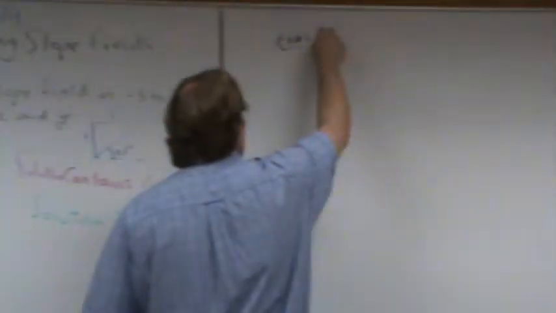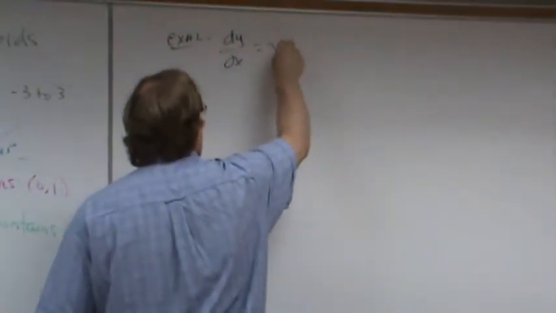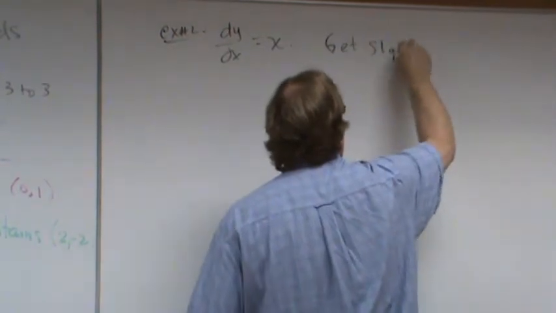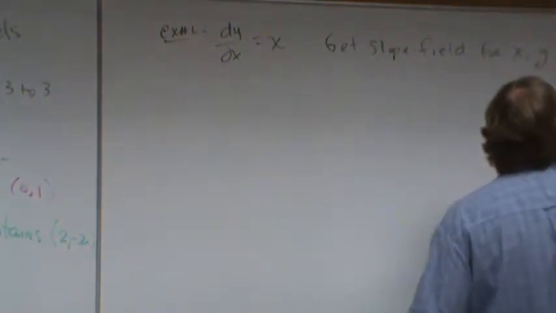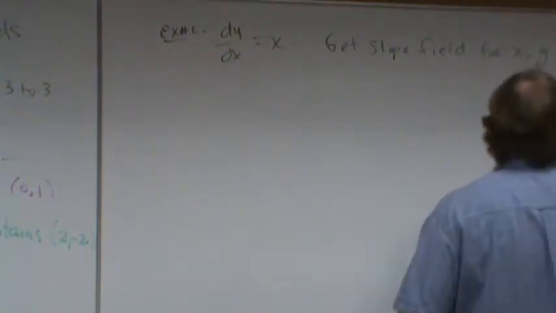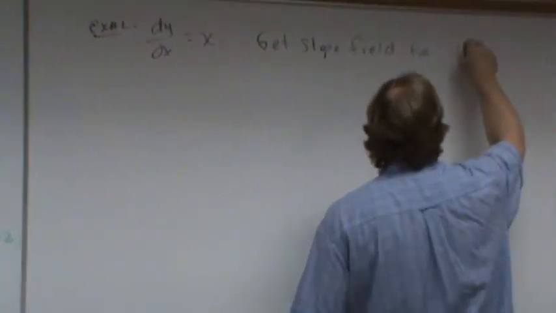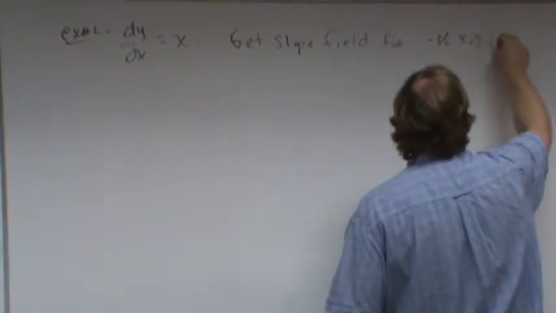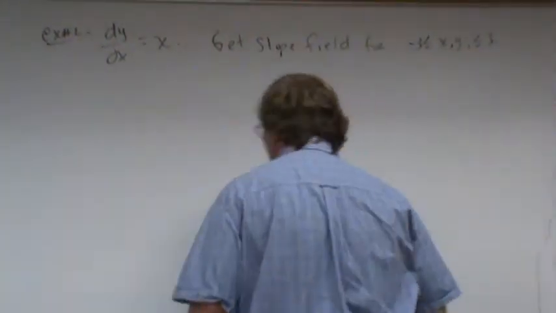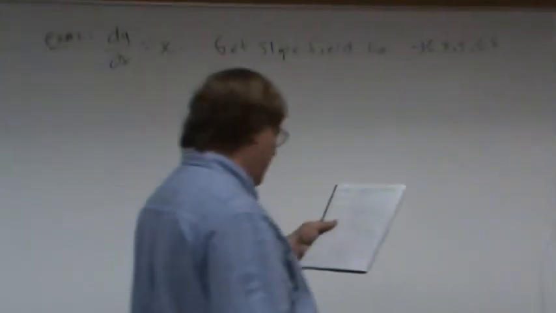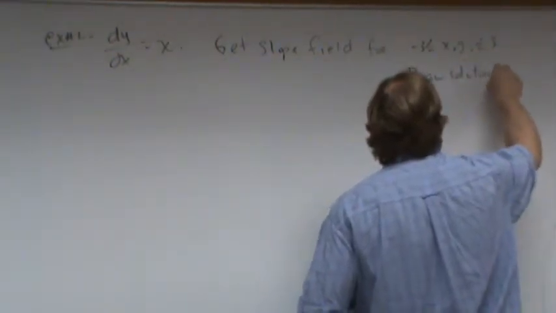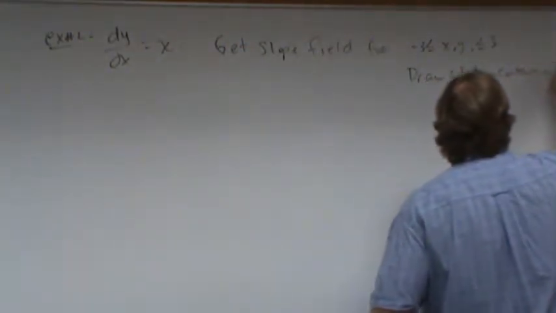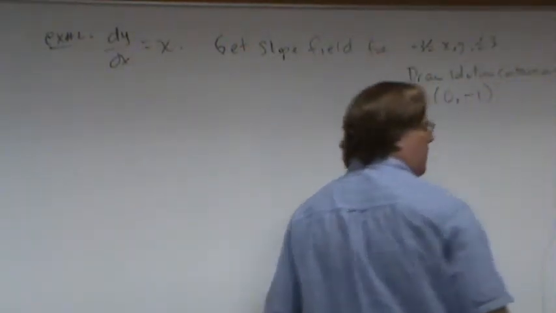Example number 2. dy/dx equals x. Get the slope field for x and y between -3 and 3. So -3 is less than or equal to x and y, which is less than or equal to 3. And then I'm going to have you draw a solution curve. Just 1. Then draw the solution containing 0, comma negative 1. Hey, good luck.